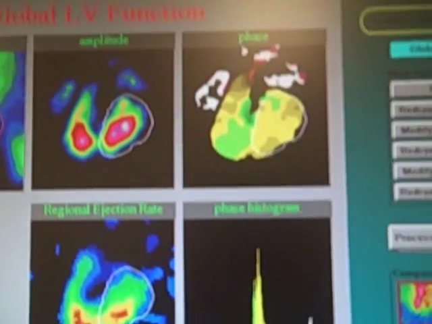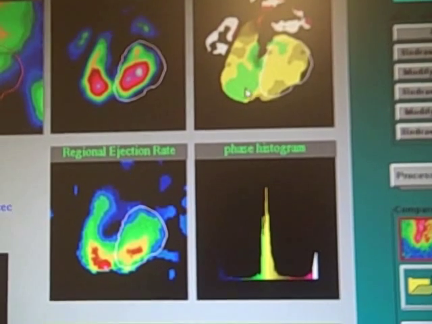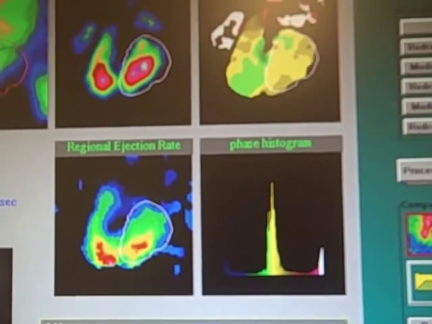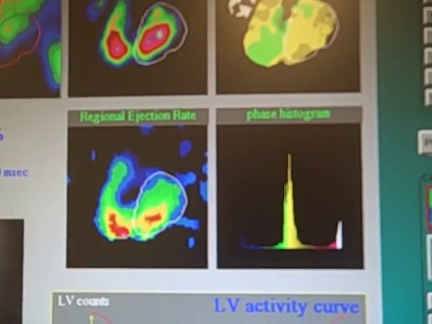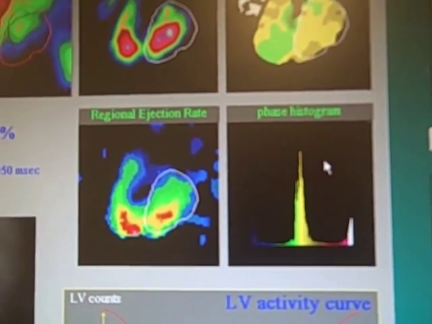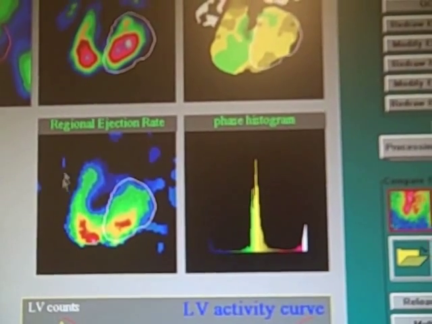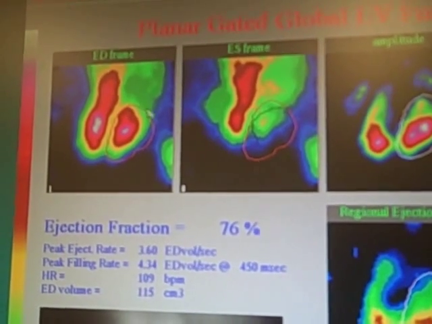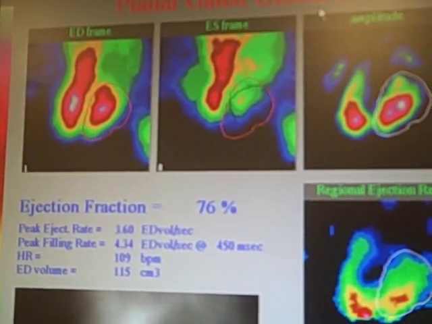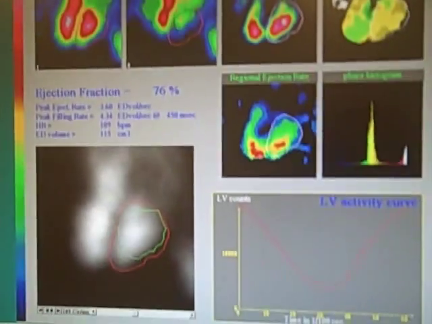And I talked to you a little bit about the phase and the amplitude. This is what the pictures look like. The phase lets the doctors know when things come into the heart versus when they come out, and the phase histogram comes up, and also the regional ejection rate. This circle here, as you notice, is the same circle that is up here around the end diastole frame. In nuclear medicine, pretty much everything is laid out for you this way.